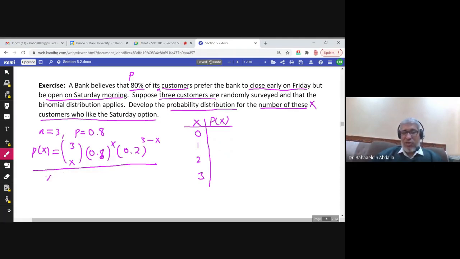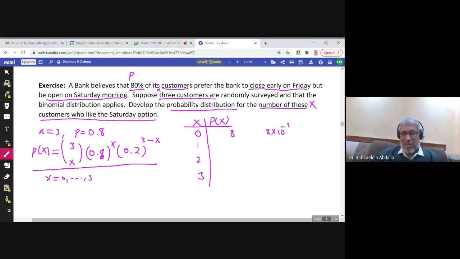And now, what is X? X could be 0 up to 3. So replace X by 0. Go to the calculator, ask for 3, then shift C, 0, times 0.8 to the power 0, times 0.2 to the power 3 minus 0, or 3. That's the probability of 0. It would be, according to the calculator, 1 over 125, or 8 times 10 to the power negative 3.